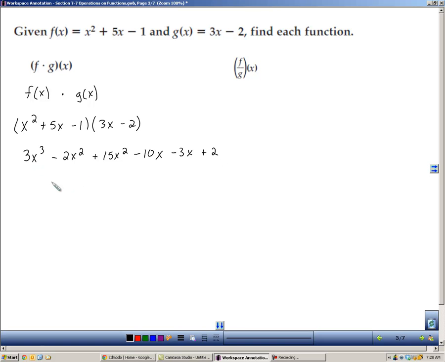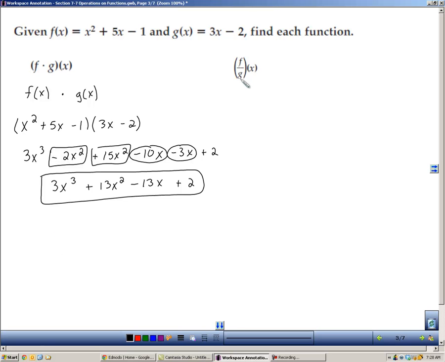Collecting like terms, start with the 3x cubed. We will collect the negative 2x squareds and the 15x squareds to be a positive 13x squareds, and then minus 10x minus 3x minus 13x, and then plus 2.